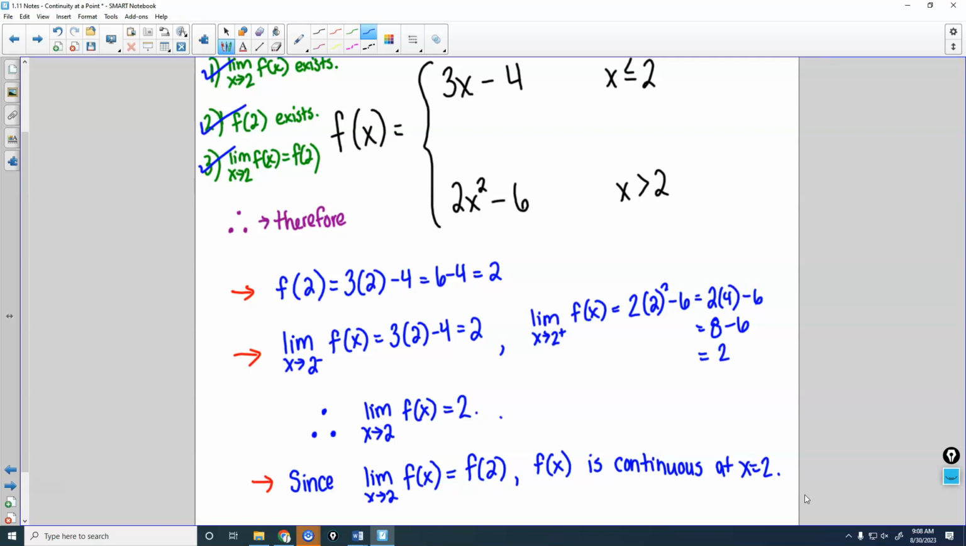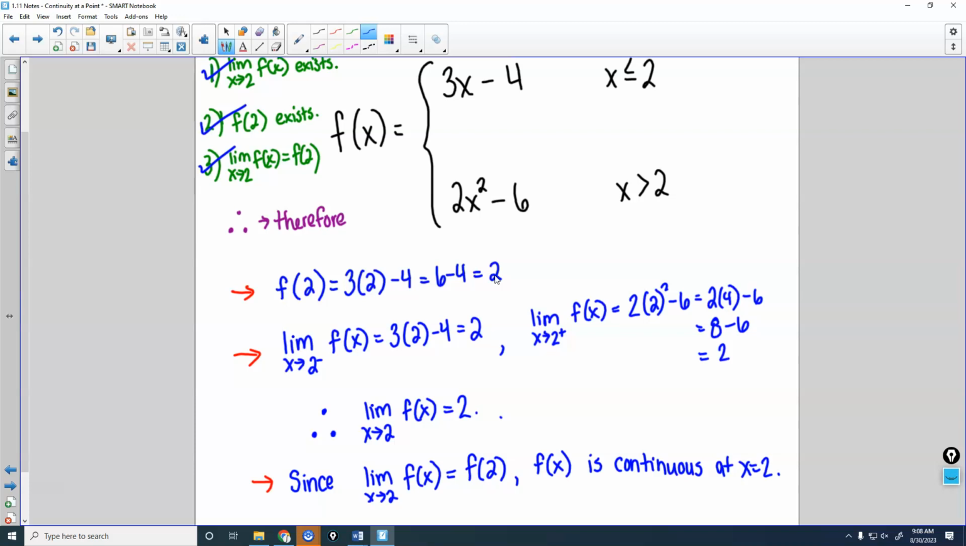If f of 2 does not exist, that's one reason I do it first, because if f of 2 doesn't exist, it's the quickest and easiest one to do. If it does not exist, you don't even have to check the limit. You say f of 2 does not exist, therefore f is not continuous at 2. So if any of this fails, then you would say it's not continuous.